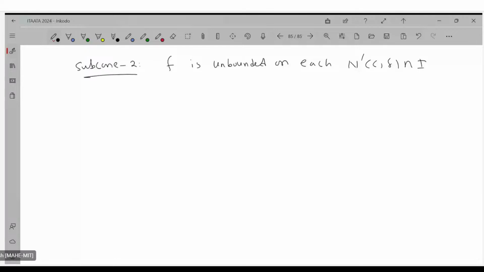So this type of discontinuity will be called infinite discontinuity, but under this we have two more possibilities. Okay, so this type of discontinuity is called infinite discontinuity.